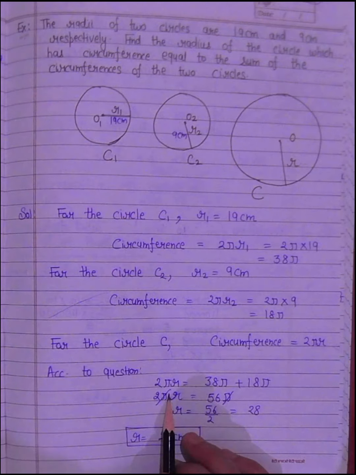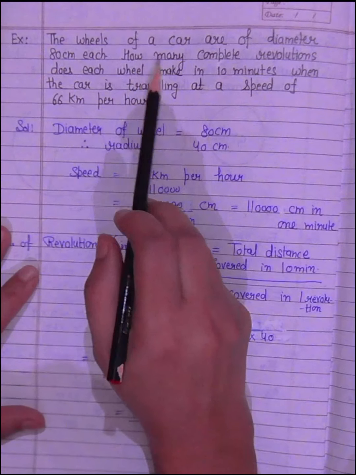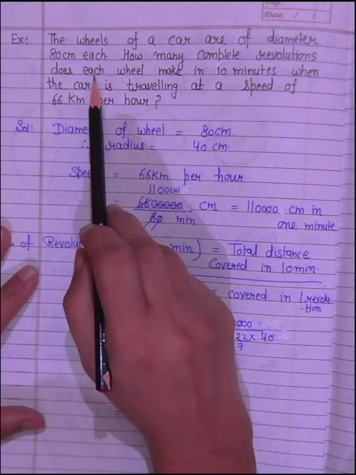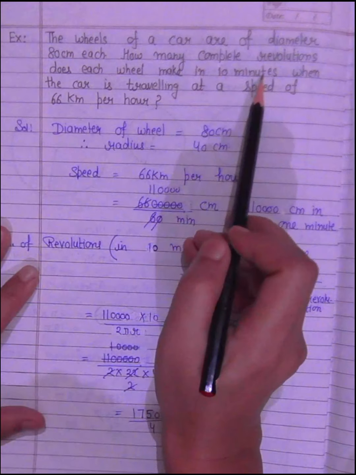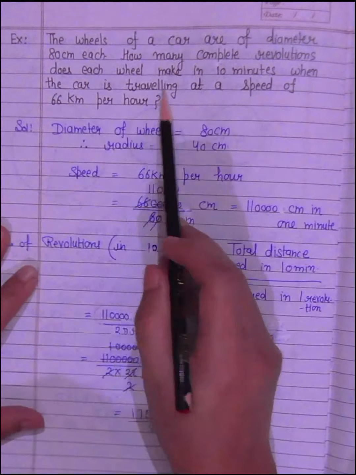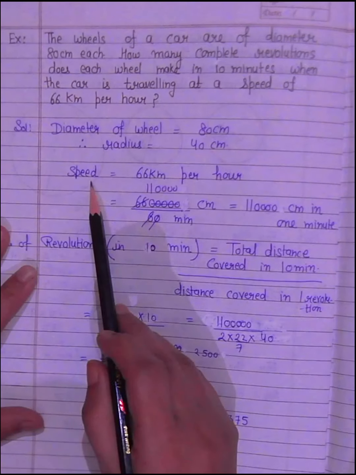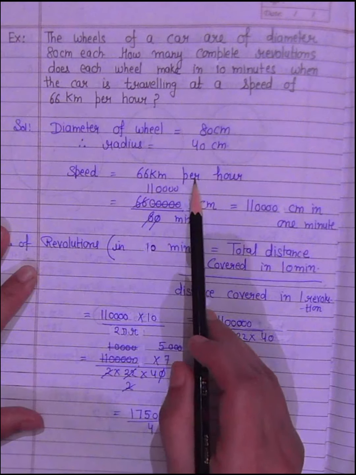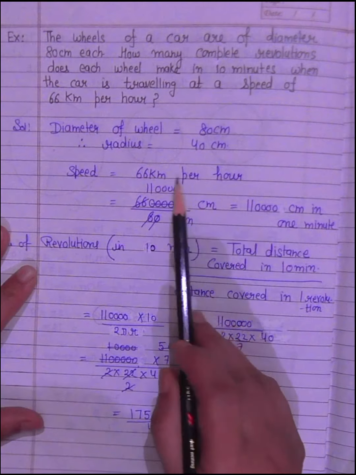Next example, the wheels of a car are of the diameter 80 cm each. How many complete revolutions does each wheel make in 10 minutes when the car is traveling at a speed of 66 km per hour? Here the diameter of the wheel is 80 cm, therefore radius is 40 cm. The speed is given 66 km per hour. I have changed kilometer into centimeter and hour into minute.